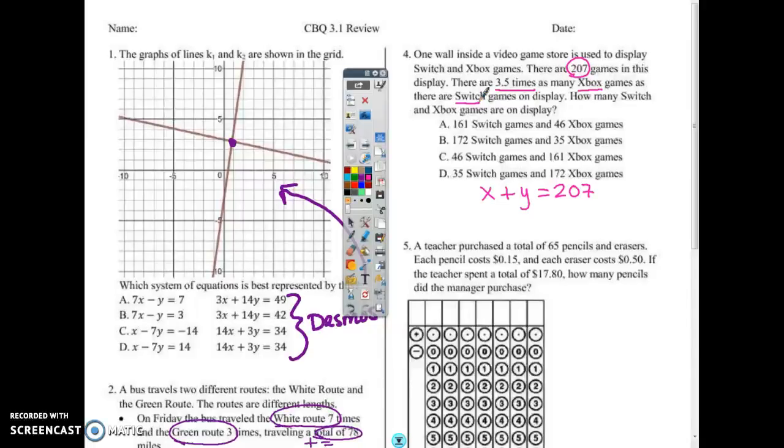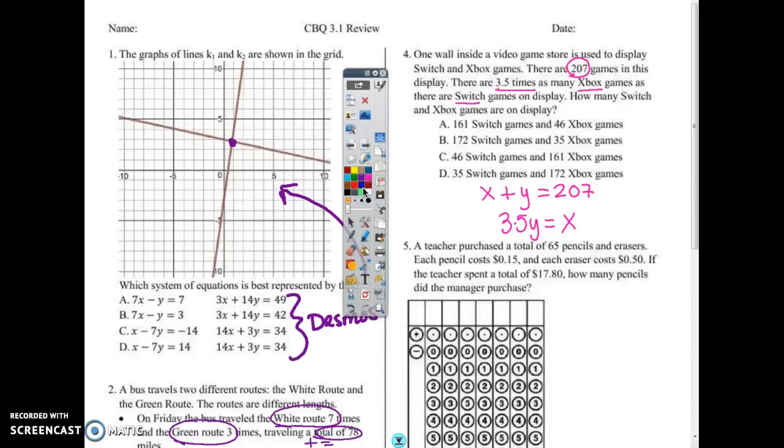Xbox games has more, right? Because you're multiplying. So instead of multiplying the 3.5 times the Xbox games, you're going to multiply the 3.5 times the Switch games. So we're going to say 3.5 times Switch games equals the Xbox games. There's more Xboxes. So you have to multiply the small number times 3.5, and it gives you the big number, the Xbox games. Okay?